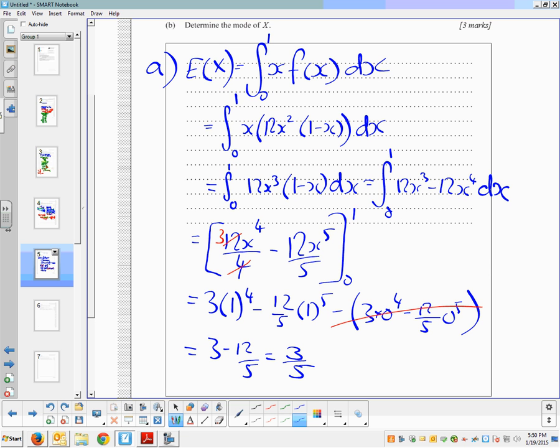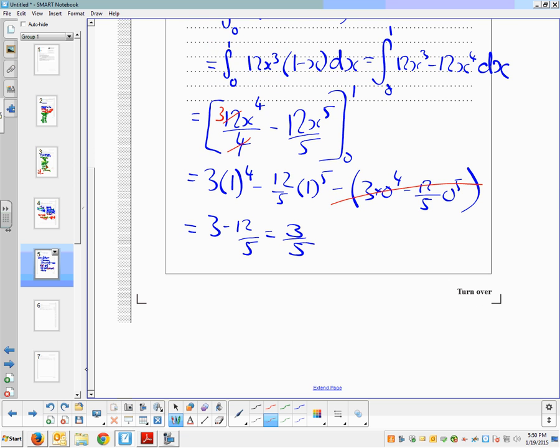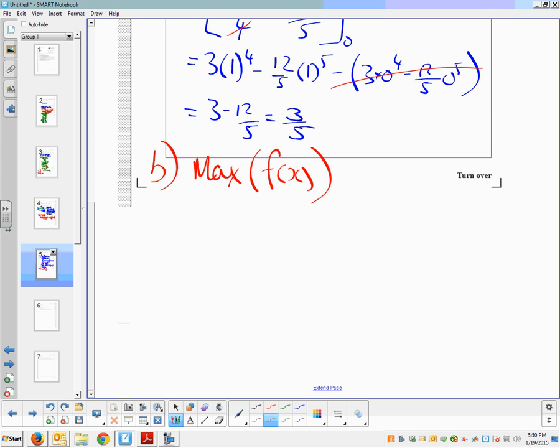Part B asks for the mode. The mode, as you know, for years and years and years, is the most common. What does that mean for a probability density function? It means the maximum value of f of x. How do we find the maximum? By looking for stationary points of our function f of x.